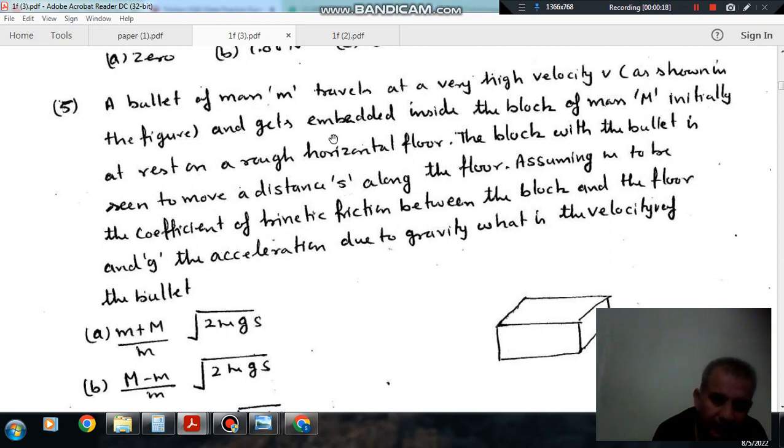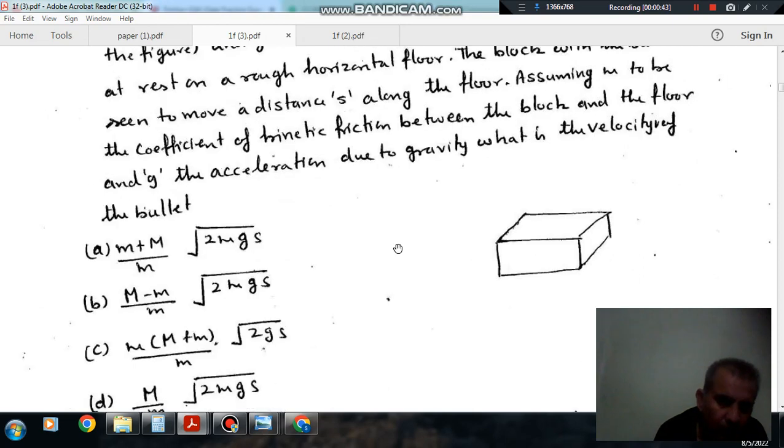the figure and gets embedded inside the block of mass capital M initially at rest on a rough horizontal floor. The block with the bullet is seen to move a distance s along the floor. Assuming mu to be the coefficient of kinetic friction between block and the floor and g the acceleration due to gravity, what is the velocity v of the bullet?